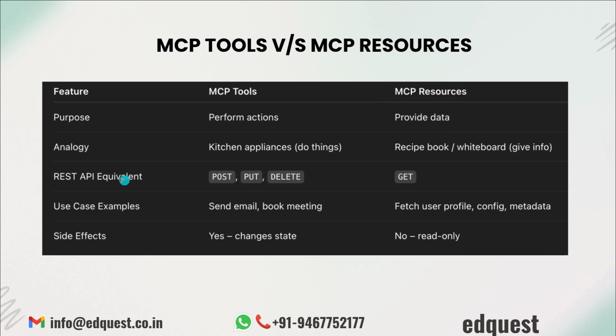For the REST API equivalent, MCP tools can use POST, PUT, DELETE, and MCP resources can use GET. Use cases for MCP tools are sending an email, booking a meeting, and so on. For MCP resources, we can see things like fetching a user profile, config metadata, etc.